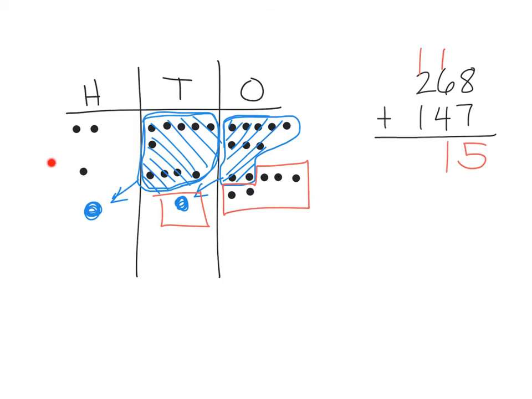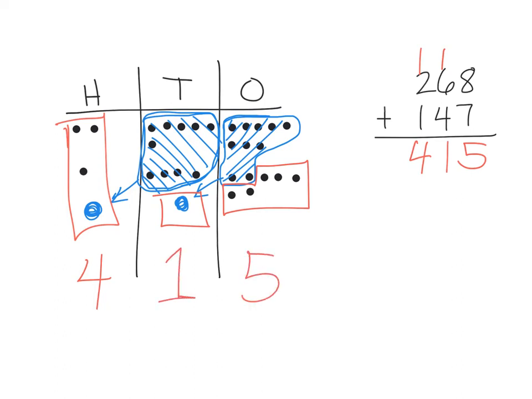And now we're going to add up all the hundreds. 1, 2, 3, 4. That's pretty straightforward. We only have 4 hundreds right here. And so we're going to record that over here in our algorithm. And so the answer is 415. And sure enough, we can see that there are 4 hundreds, 1 ten, and 5 ones.